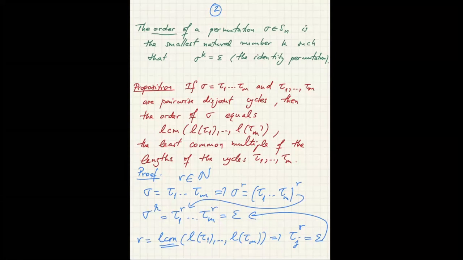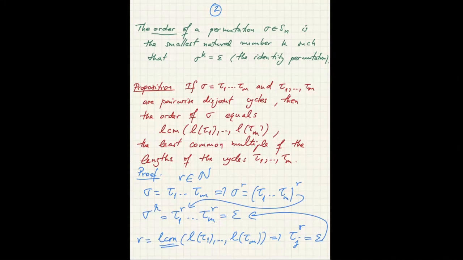This will make it easier to show that if r is the least common multiple of the orders, or of the lengths, of these cycles, it's going to be a multiple of each of these lengths. And so if r equals this LCM, then tau 1 to the r is going to be identity, and so on, tau m to the r is going to be identity. So that shows that raising sigma to this power is going to give us identity. So the order of a permutation is well defined.